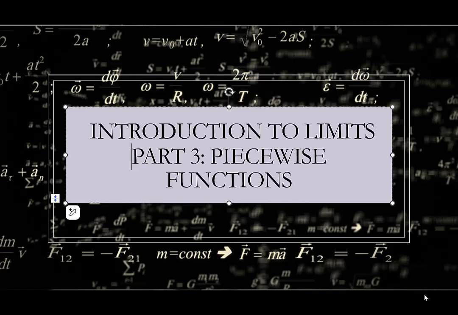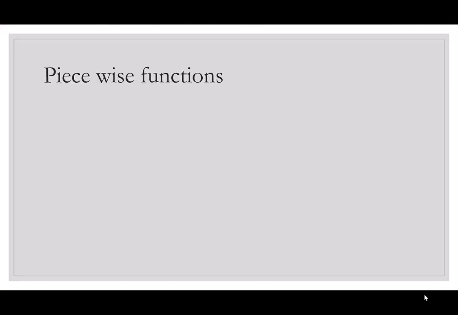Hi everyone, we're ready for part 3 of our introduction to limits, and this one will be on piecewise functions. We should start by talking about what a piecewise function is. Basically, a piecewise function is just a function that has multiple parts. For example, we could have f of x is 3x when x is greater than 0, and f of x is 2x if x is less than or equal to 0.